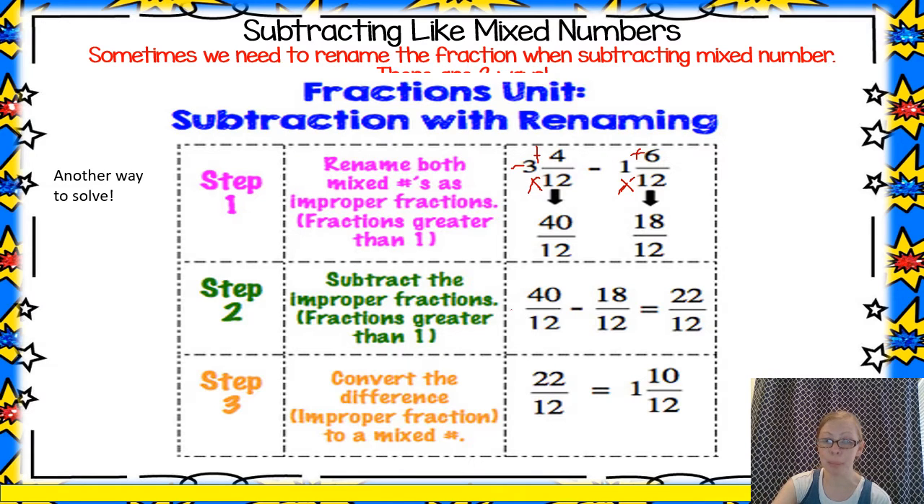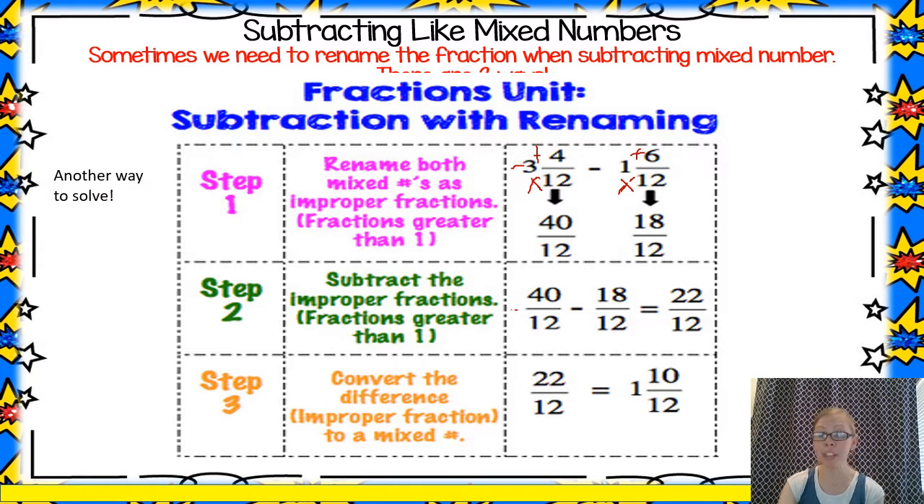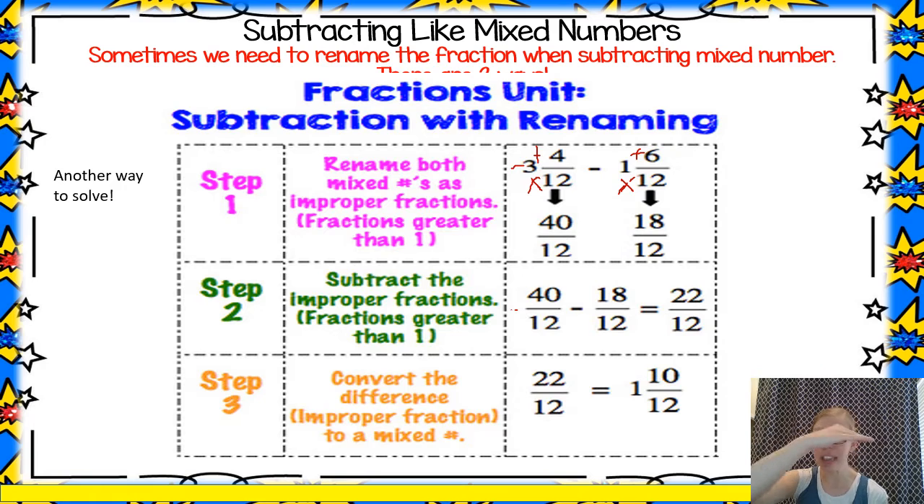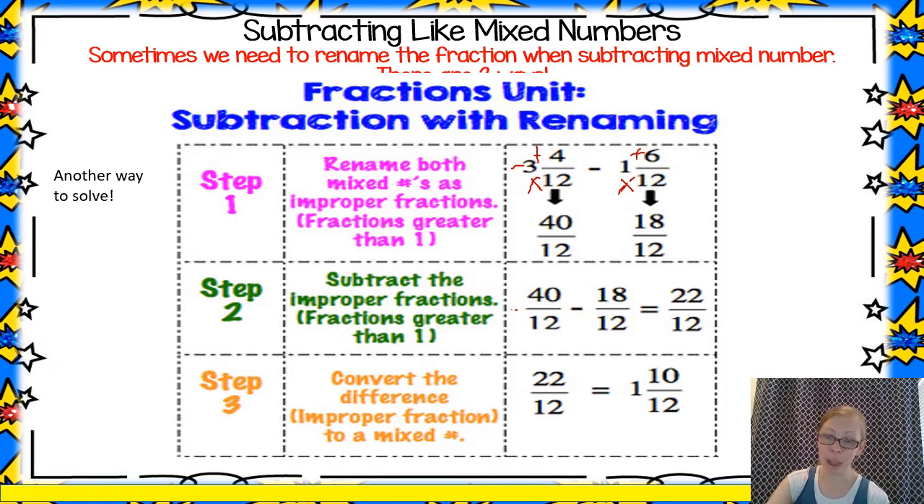Now that they're both improper and they have common denominators, I can look at step 2. 40/12 minus 18/12 gives me 22/12. Now that is still improper, but we know how to fix that. To change an improper fraction back into a mixed number, we use that fraction bar as our division symbol, 22 divided by 12, to give us 1 and 10/12 here. We could even simplify that further to 1 and 5/6.